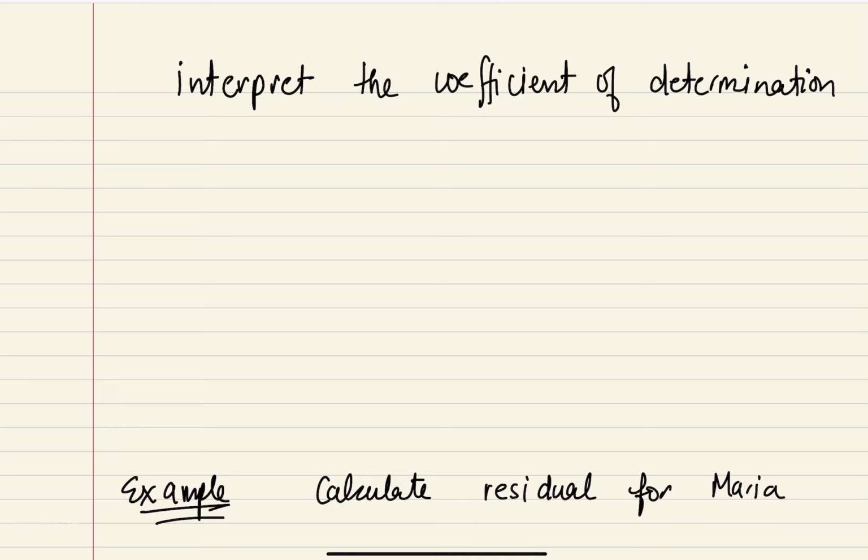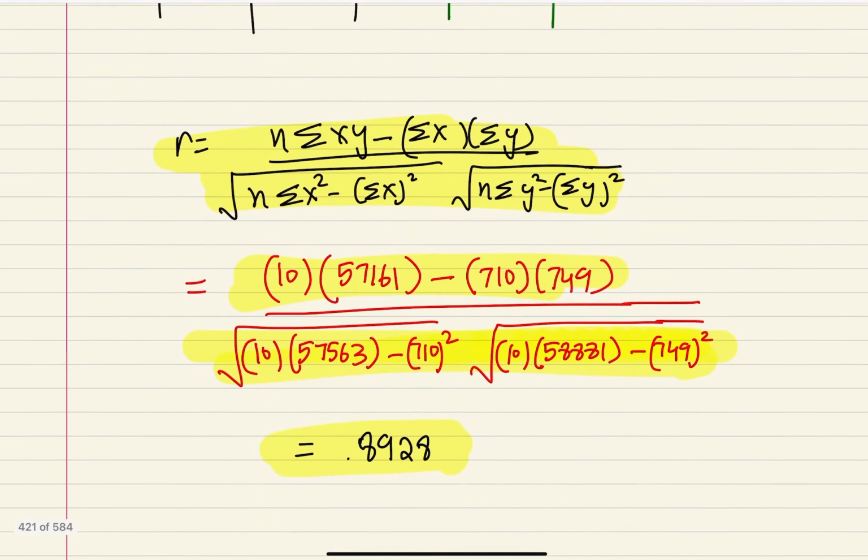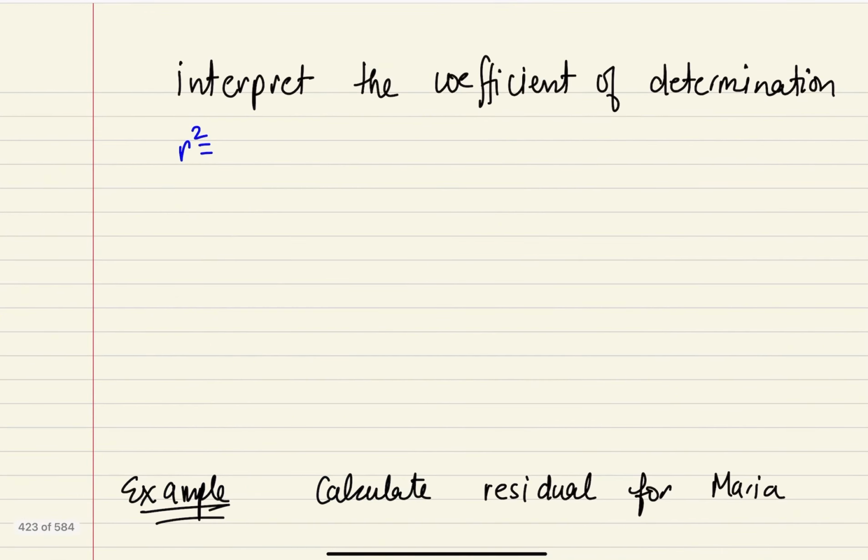Interpret the coefficient of determination. The coefficient of determination is r squared, which is the square of the linear correlation coefficient. We just calculated r on the previous page, which is 0.8928. If we square it, 0.8928 squared is 0.797091. So it would be 0.79, or if we round it, 0.80.